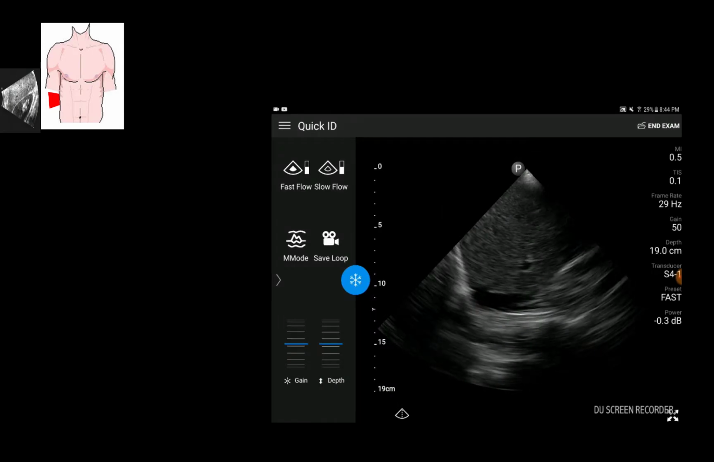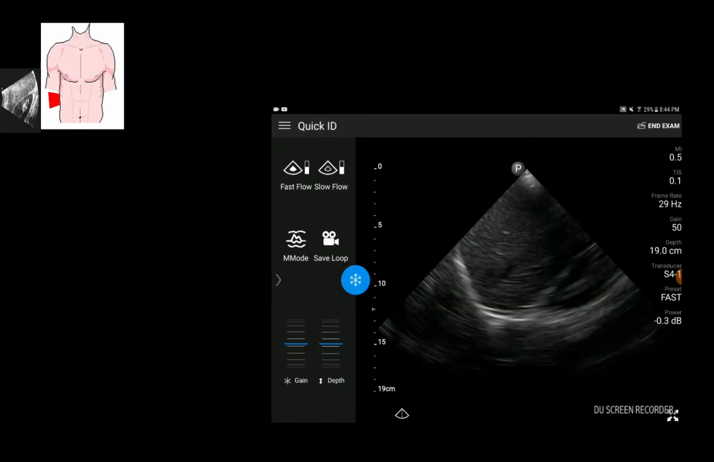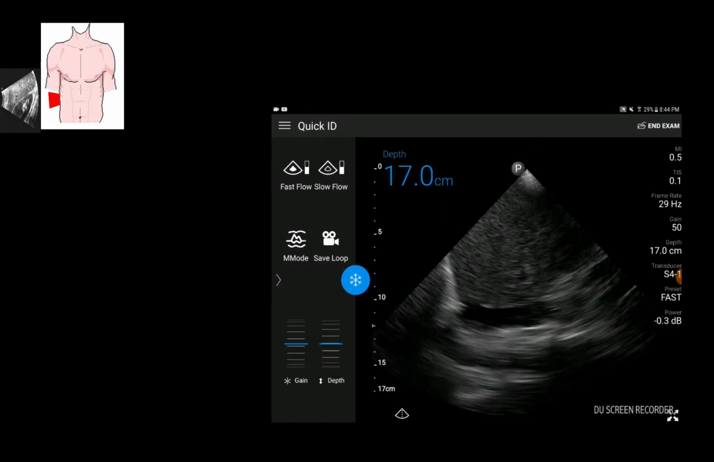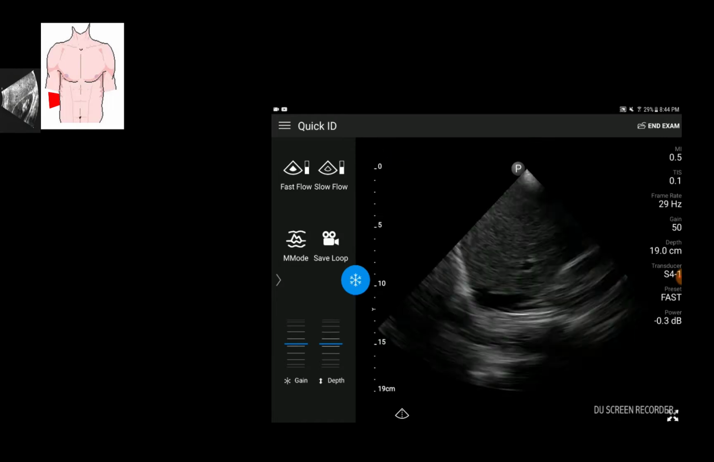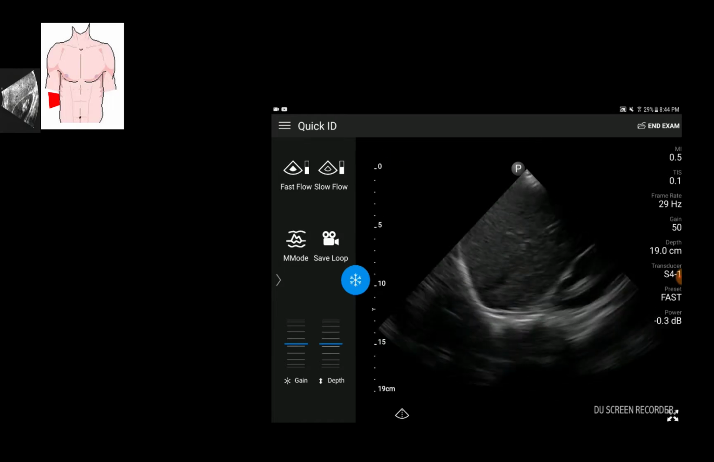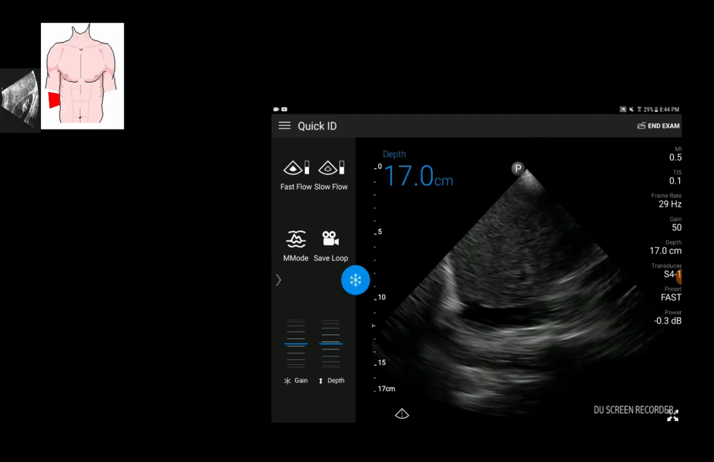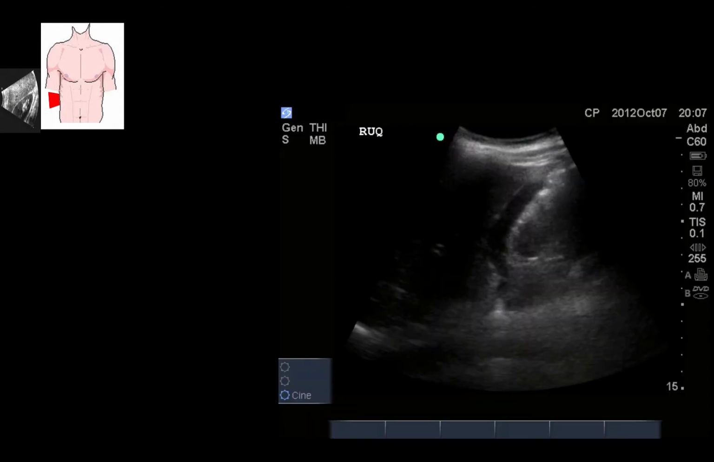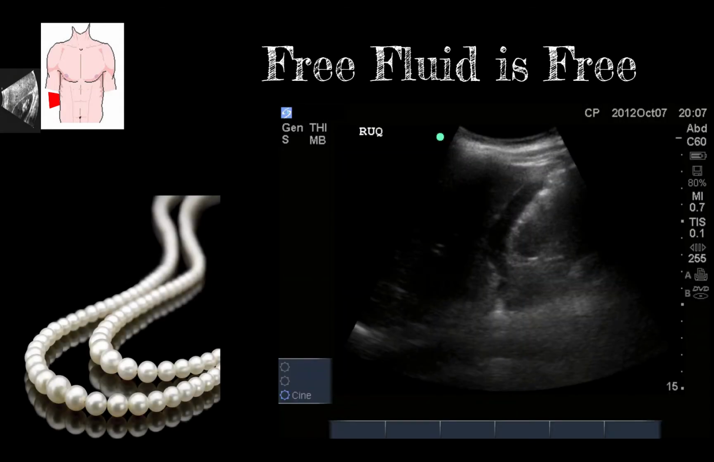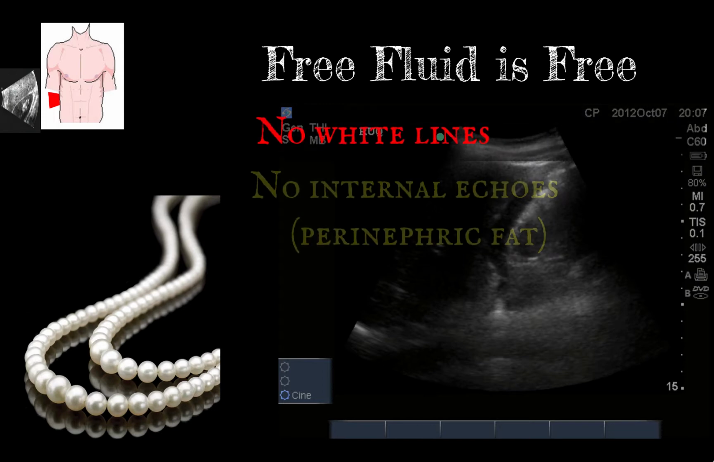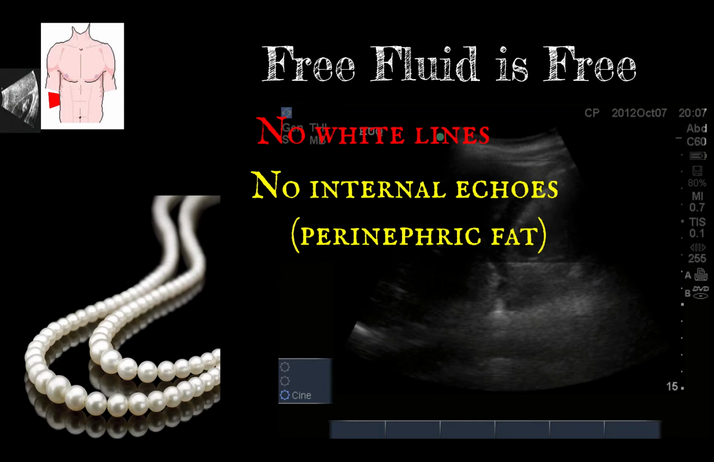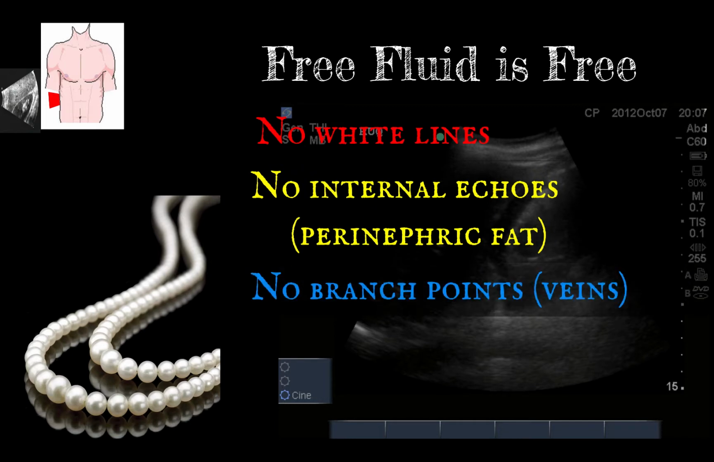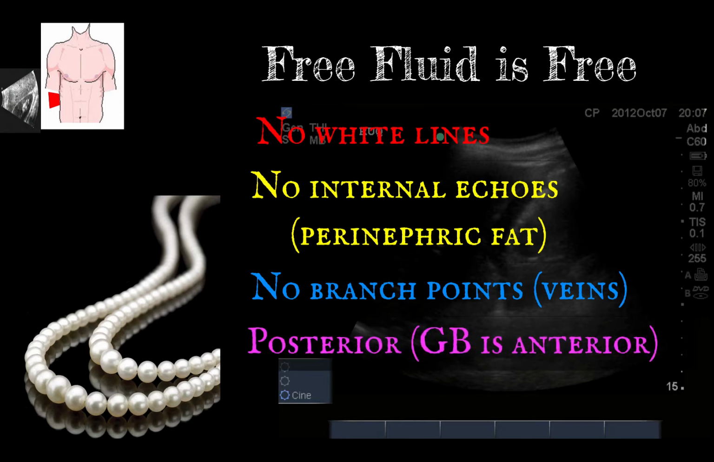One more fake out and then I'm done. Here's another spot that looks like free fluid, but again, it's got a bit of a hyperechoic case, and this one actually looks like it has branches. It's the IVC with hepatic veins dumping into it. So to summarize, free fluid has to be truly free. It's not surrounded by white lines. It shouldn't have internal echoes like perinephric fat, and it shouldn't have branches like veins do. It also has to be posterior and dependent. If you see the gallbladder, you're way too anterior.